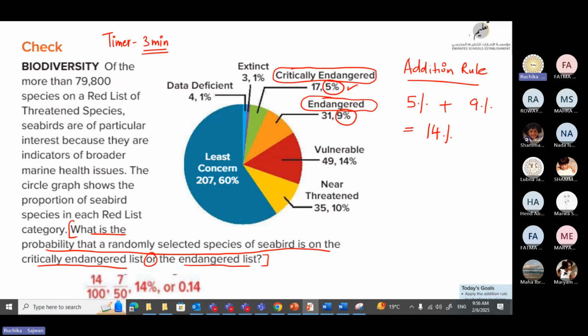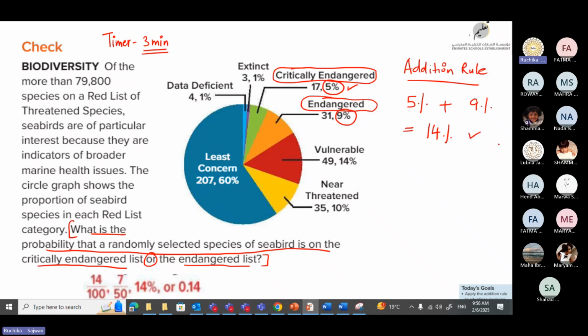If the same question comes for an MCQ online and the options are in percentage, then you will directly choose 14%. If the options are in decimal, you will convert to decimal. If the options are in fraction, only then you will give the answer what Lubna had put in the chat, or in simplest fraction, this one. Do you get me? All are correct answers, but you will look at what the question is asking, and then accordingly you will proceed.